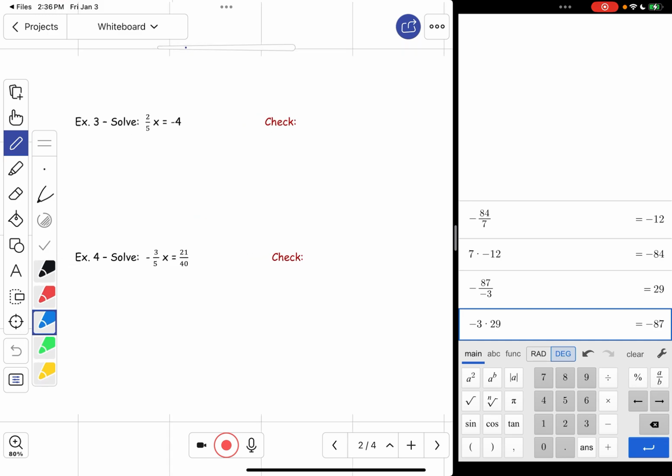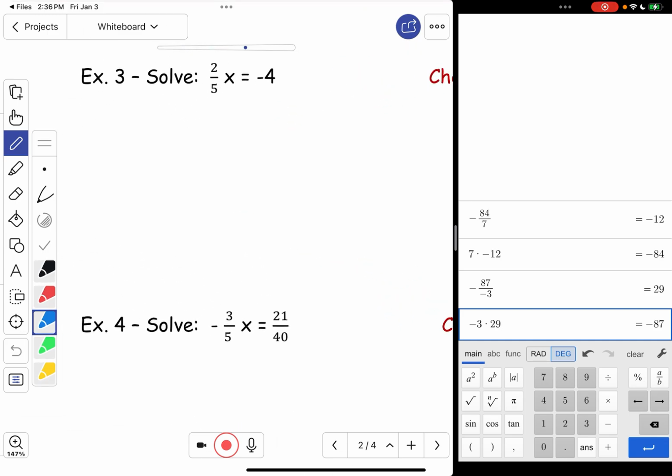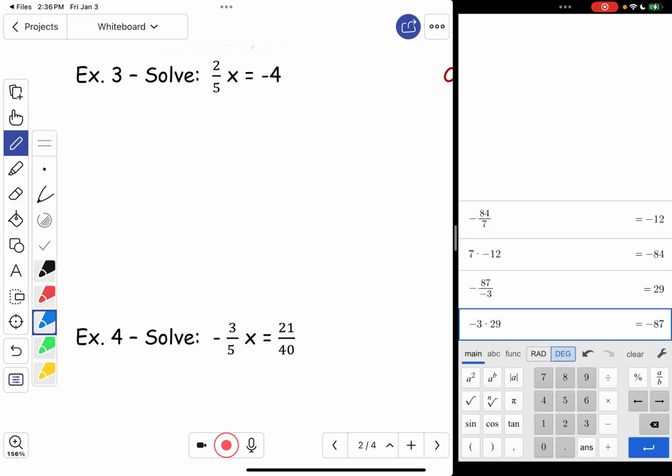So let's look at some equations that are a little bit more complicated. So here we have example 3. We have 2/5 x is equal to -4. This means that we have 2/5 times x. Now, there are two different ways that we can solve this equation.